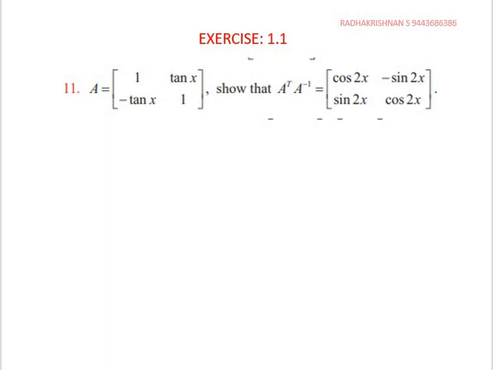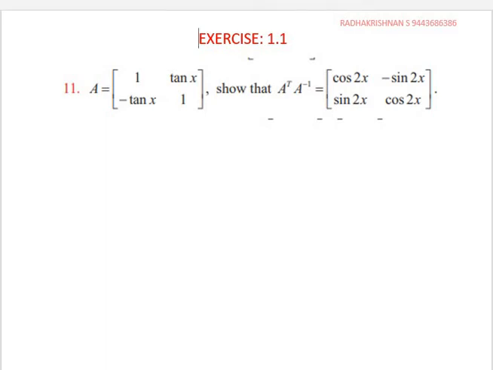See here, the given matrix is in terms of tan, but the answer must be in terms of cos 2x and sin 2x. First, do you know the relation between cos 2x, sin 2x and tan x? I don't know how many of you remember the formulas we studied in 11th standard. Therefore, I will recall the formulas first, then I will go for this sum.